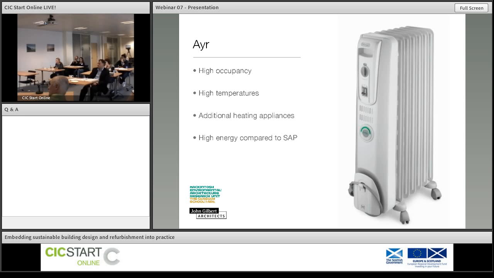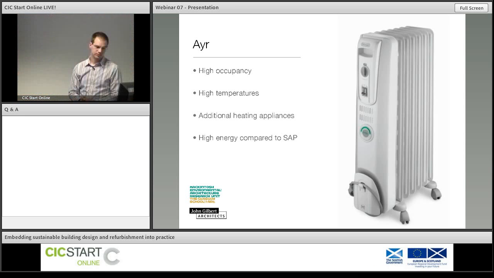So overall, after all that, we're seeing wide variations in the energy use compared to SAP, taking into account appliances and so on. I think we can see a number of different factors. There's perhaps user behavior as one thing. There's controls as another aspect to that.